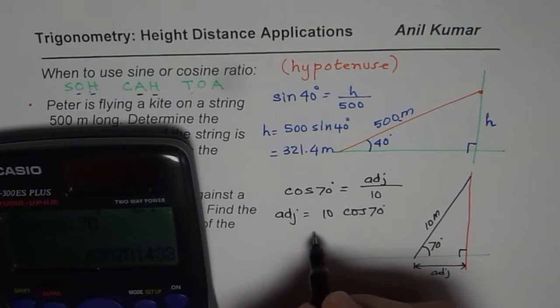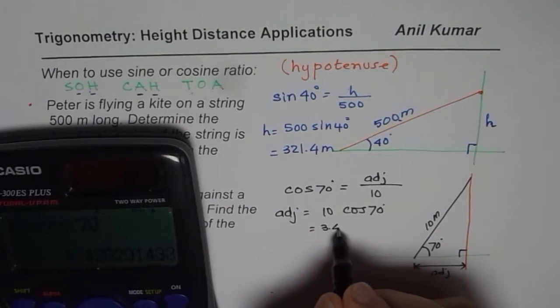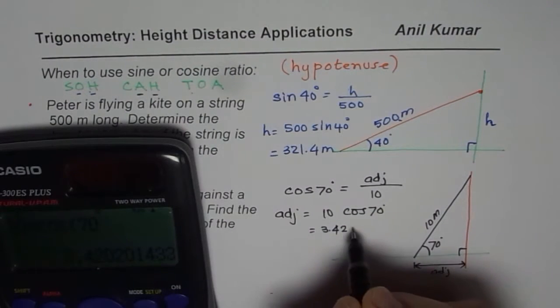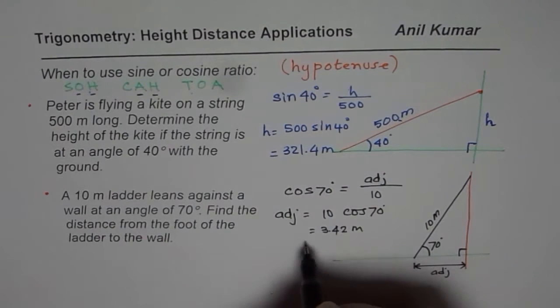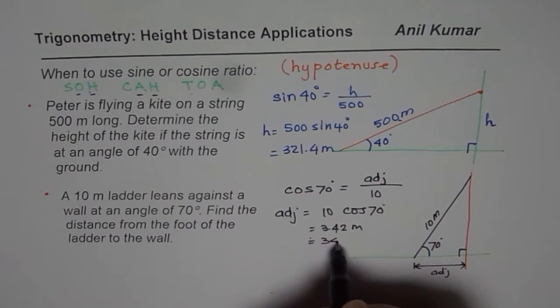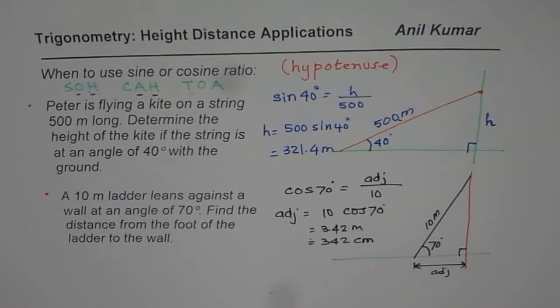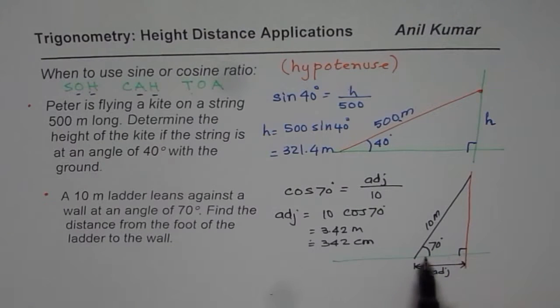10 times cos of 70 degrees gives us 3.42 meters, since the units are meters, or 342 centimeters. At times we'll ask you how many centimeters the distance is from the foot of the wall. So that is how we have to do it.